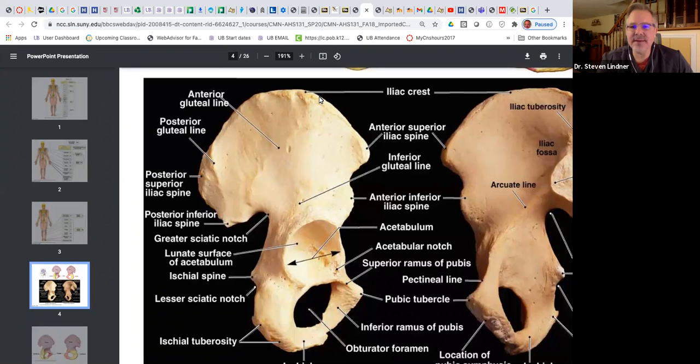So again, you find the iliac crest, go anterior. How do you know you're going anterior? That's where the pubic bone is. The pubic bone is anterior.